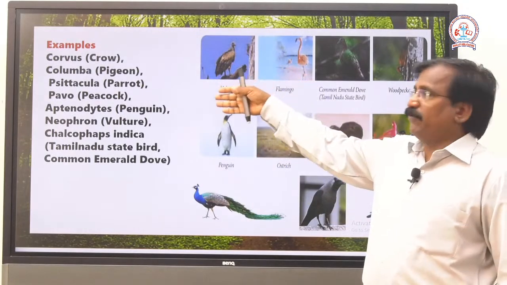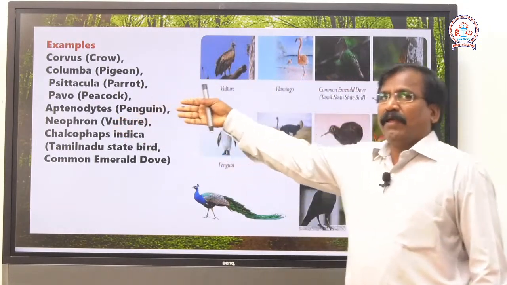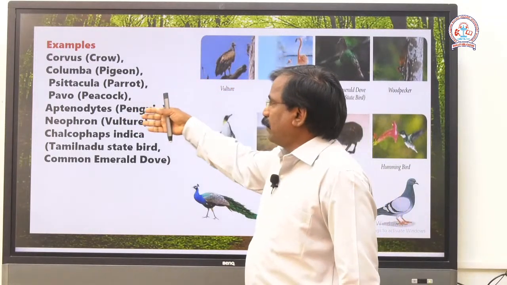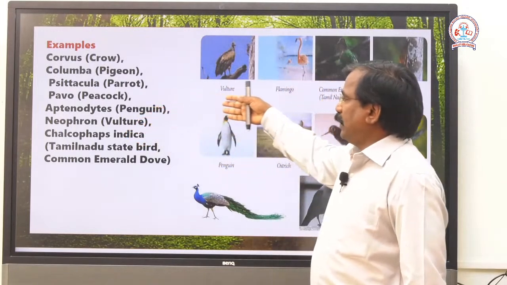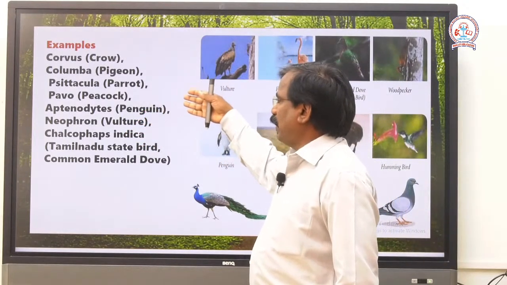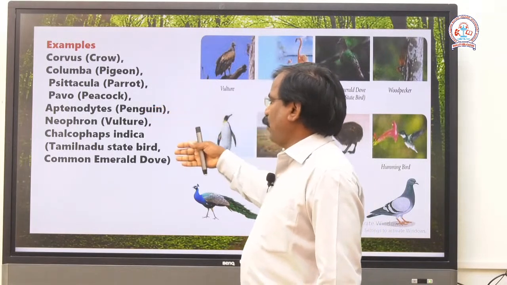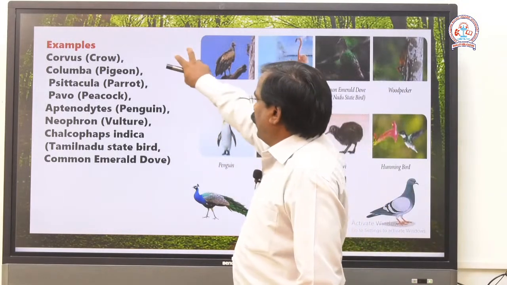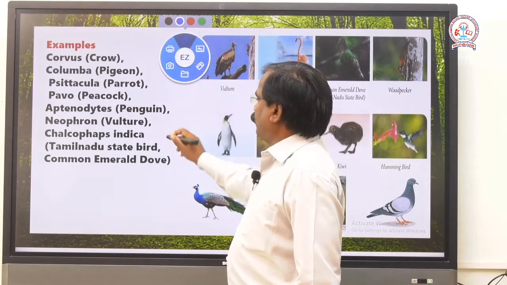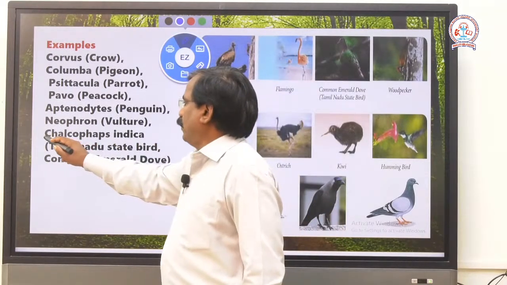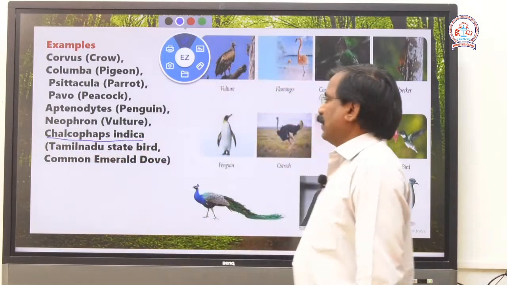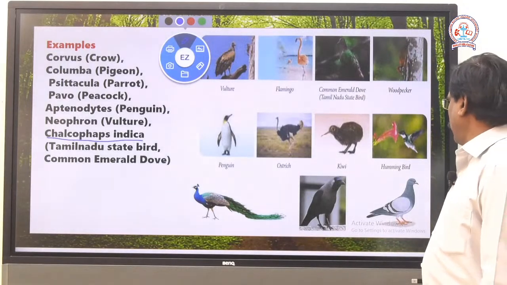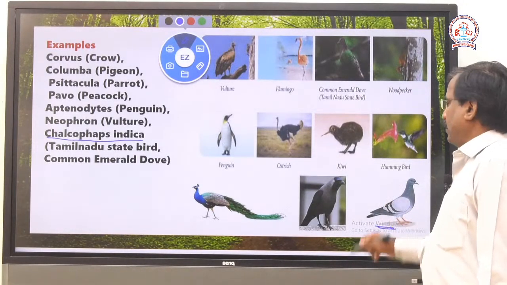Examples: Corvus, crow; Columba livia; Psittacula, that is parrot; Pavo, peacock; Aptenodytes, that is penguin; Neophron, that is vulture; Chalcophaps indica, that is the emerald dove. Chalcophaps indica is a one-mark question, like it is the state bird of Tamil Nadu.